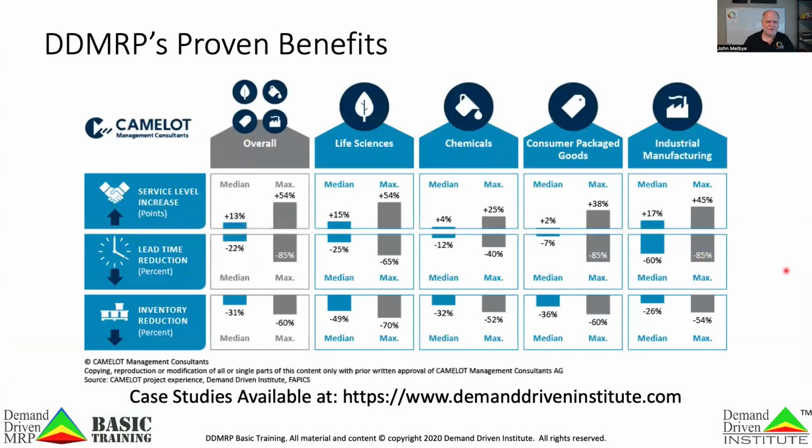And when we look across industries, this has been put together by Camelot management consultants, whether we're in the overall scenario or life sciences or chemicals or consumer packaged goods or industrial manufacturing. We see differences in improvements in service level. We see improvements in lead time in terms of reductions, and we see inventory reduction as well. Overall, at 30%, we get up to 49, 32, 36, 26. All of them significant changes by simply adapting the DDMRP thought process.